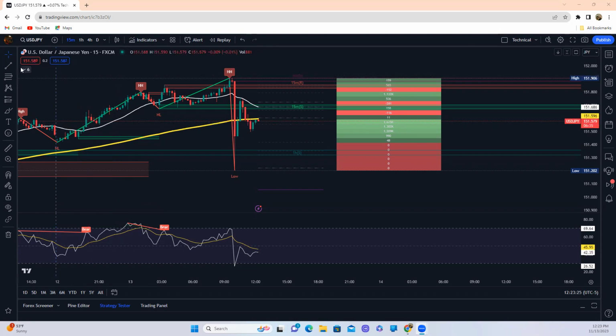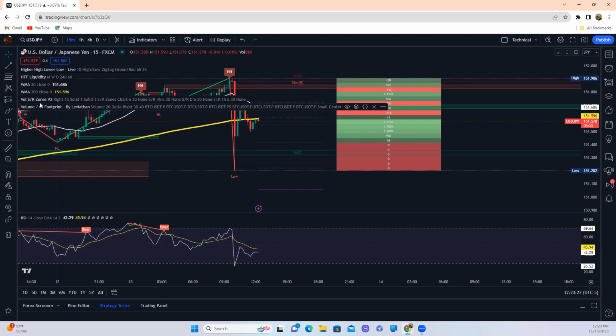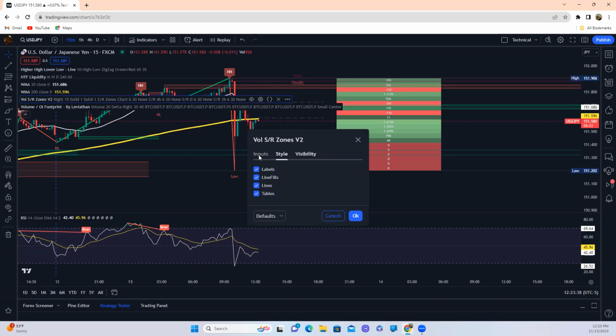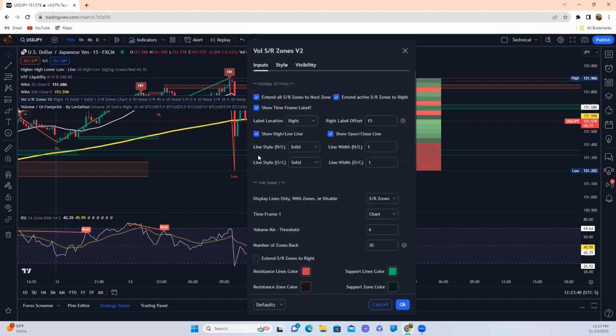In any case, let me show you real quick. This is the volume support and resistance zones indicator. This is the one we used before we started using the order blocks on Lux Algo. But what I learned is that on this one, you can control and manage the size of the order blocks. So this is the 15-minute chart. Whatever time frame of order blocks you're trying to utilize, all you have to do is go into settings, and you can do supply resistance zones, or you disable it.